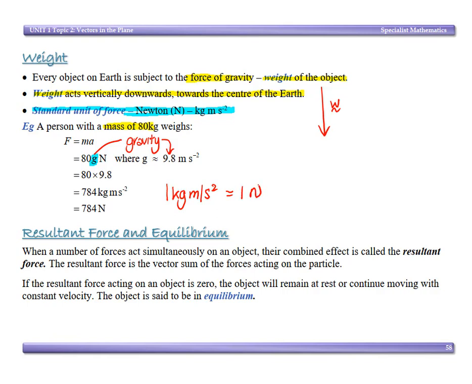Now, resultant force and equilibrium. When a number of forces act simultaneously on an object, their combined effect is called the resultant force. Now, the resultant force is the vector sum of the forces acting on the particle. We've been dealing with that kind of thing already. But if the resultant force acting on an object is 0, the object will remain at rest or continue moving with constant velocity. So it means it has no effect, and the object is said to be in equilibrium.